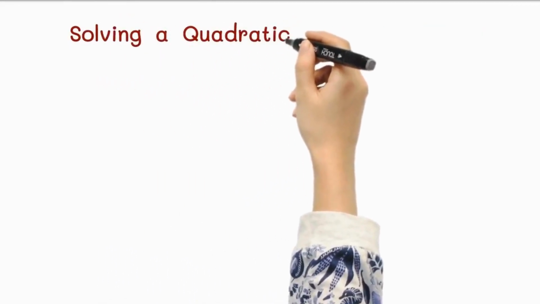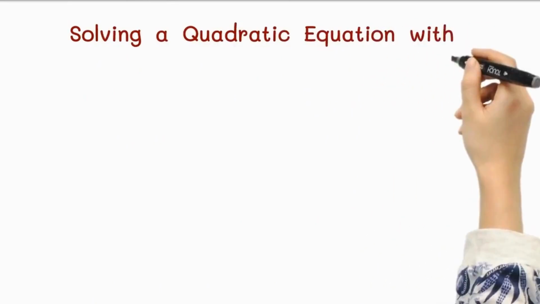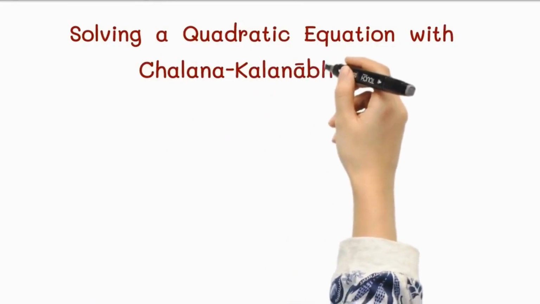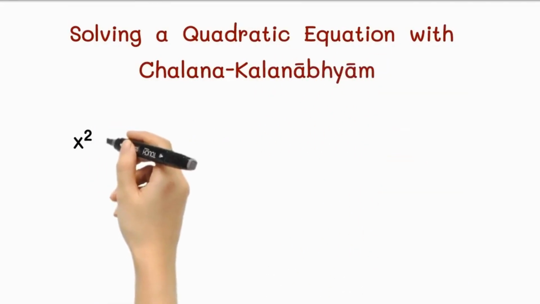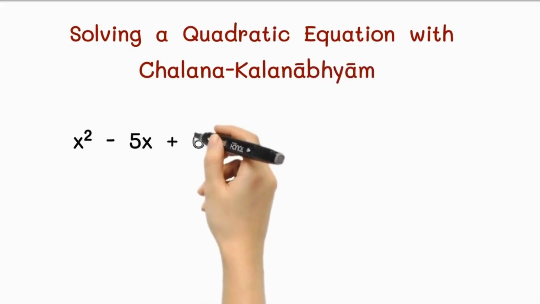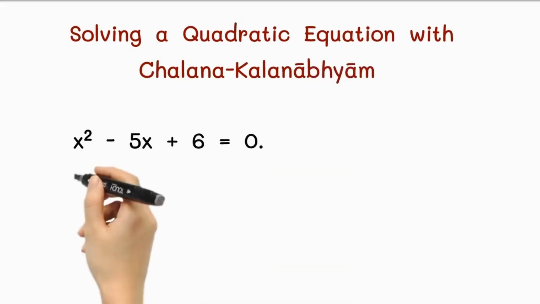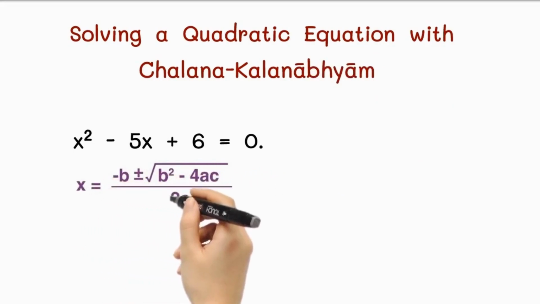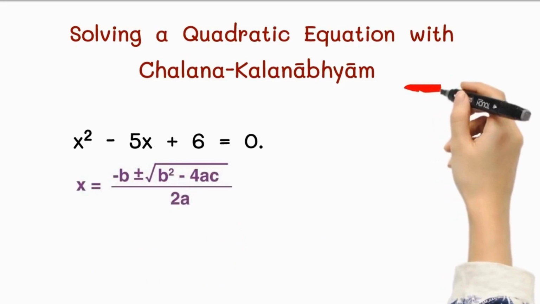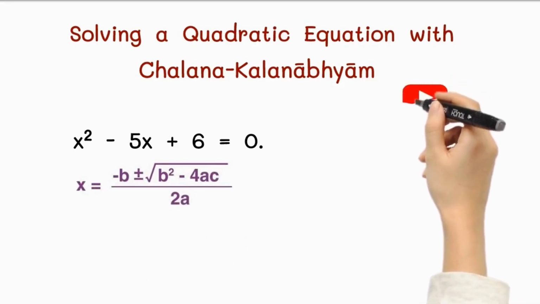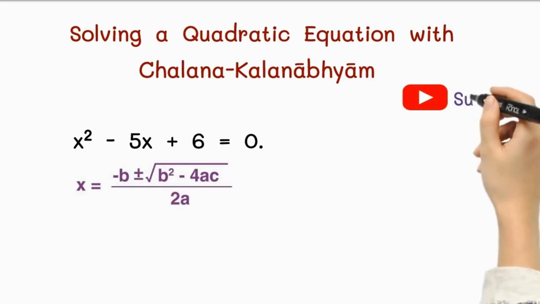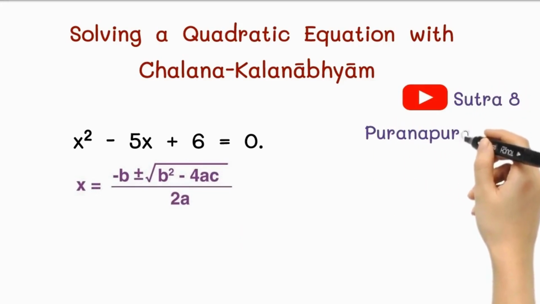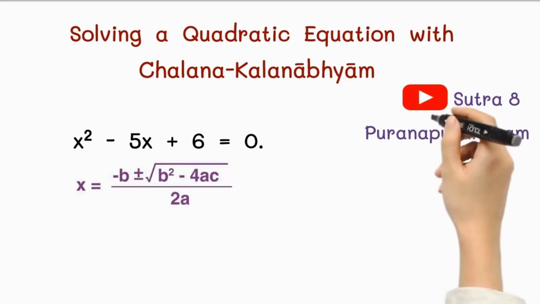Let's put this sutra to work. We will solve a quadratic equation using Chalana Kalanabyam. The equation we are solving is x square minus 5x plus 6 equals 0. Here, we will use the sutra x equals minus b plus or minus under root of b square minus 4ac upon twice a. For more information about this sutra, please watch the previous video on Sutra 8, which is Purana Puranabhyam.